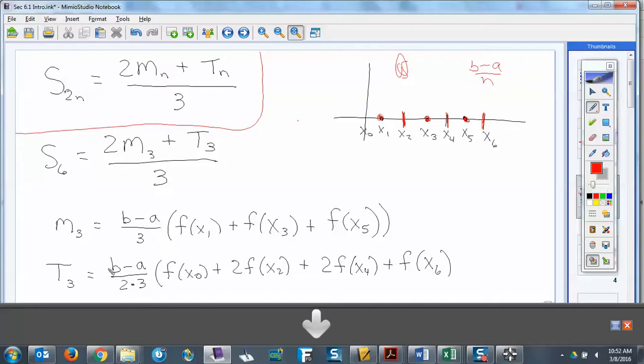The trapezoid would be, remember trapezoid's B minus A over 2N, from the other page. And my N is 3 because I'm doing a T3 here. So that gives me this. And then my trapezoid, remember I use the left edge, 2 of the next, 2 of the next, and then I use the last one. So X sub 0, 2 of these, 2 of these, and only 1 of those. Now I want to average those, but I want to do it according to this formula here. So I want to take 2 of these. So now, what would happen if I took this times 2?